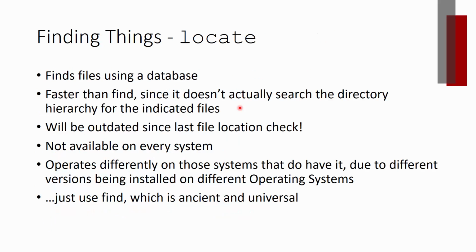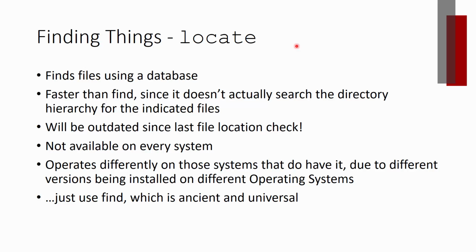As our final slide here, there's another tool that you can use in Unix called locate, which will find files using a database. And I don't recommend using this one. Despite the fact that it's faster, the reason it's faster is because it doesn't actually search for your files. It doesn't go through your hierarchy looking for that stuff. It builds up a database at periodic times of all the files that you have and stores that somewhere, which means that it's incredibly fast because it just consults its database for the particular file and then returns those files from there. But that means it's going to be outdated since the last file location check.